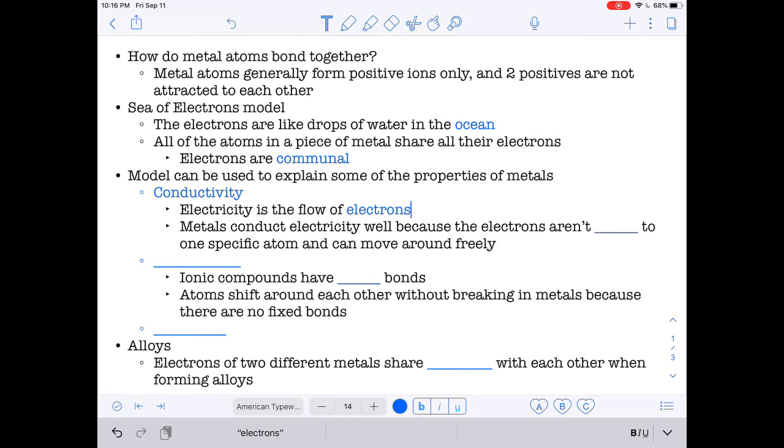Okay, so metals conduct electricity well because the electrons aren't bound to one specific atom and they can move around freely. In other words, they can flow. Electricity, as we said before, is just the flow of electrons, right? And since these electrons are communal, they're not bound to any one specific atom, they can flow around freely, and therefore metals conduct electricity well.